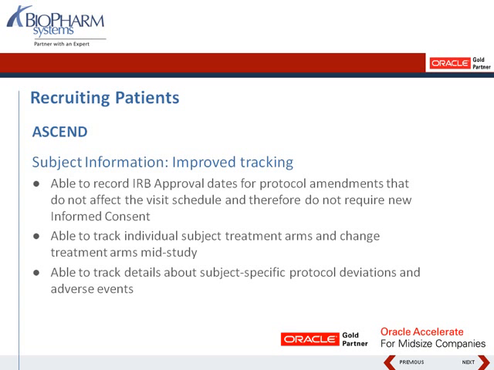Additionally, Ascend has the ability to track treatment arms for each subject as well, and to change that treatment arm at any time throughout the study. So Ascend allows for treatment arm capability within the system. Ascend also allows for detailed tracking of subject-related protocol deviations and adverse events. So from a monitoring perspective, anytime we have a protocol deviation or a violation, or again, monitoring adverse events, Ascend has that capability. So all of these enhancements allow for more focused, compliant tracking and increased visibility into what is happening during each of these trials.